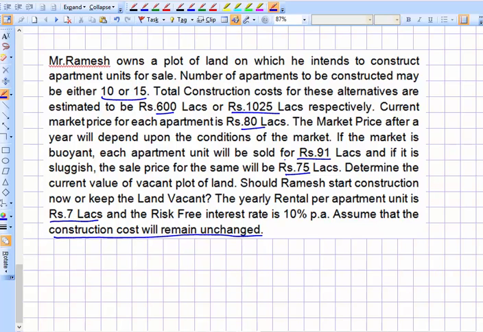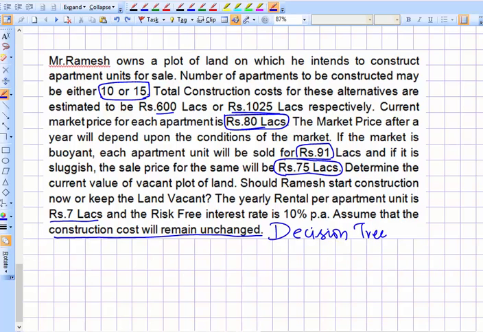So basically here you have to draw a decision tree. You have to draw a decision tree and present all these alternatives, and you have to show how you should take a decision here. Okay, so what is the choice in front of you, that you have to understand, because we have whether to construct 10 or 15. Then we have a choice whether we should sell now, in which case you can sell for 80, or you can sell after 1 year, which is 91 or 75 depending upon the market condition.